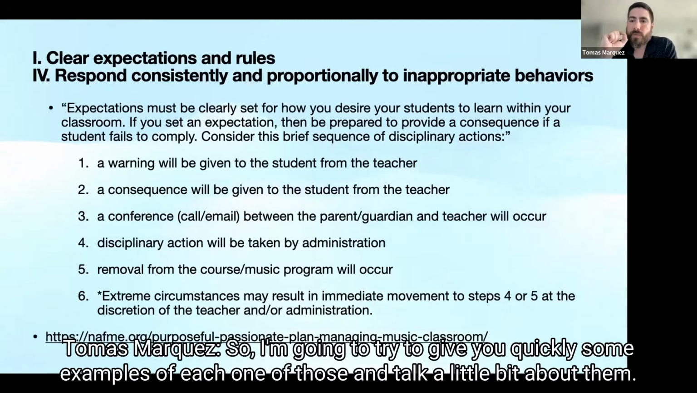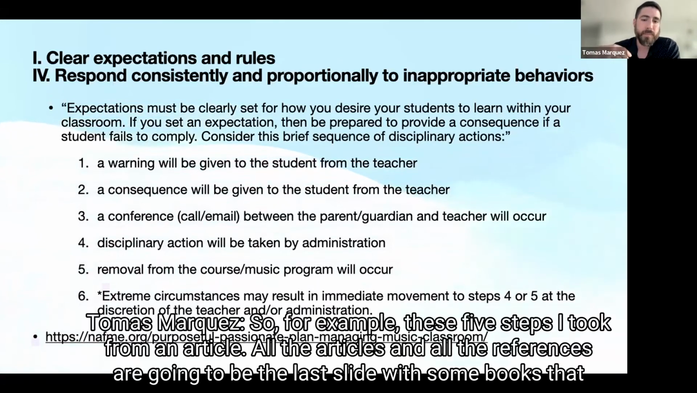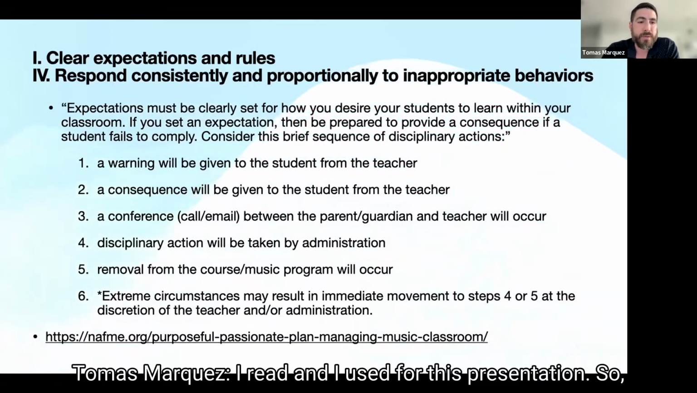So I'm going to try to give you quickly some examples of each one of those and talk a little bit about them. The first one, I grouped the first and the fourth together because they basically relate to the same thing: expectations and rules, and how to respond when they don't follow them. For example, these 5 steps I took from an article. All the articles and references are going to be on the last slide, with some books that I read and used for this presentation.